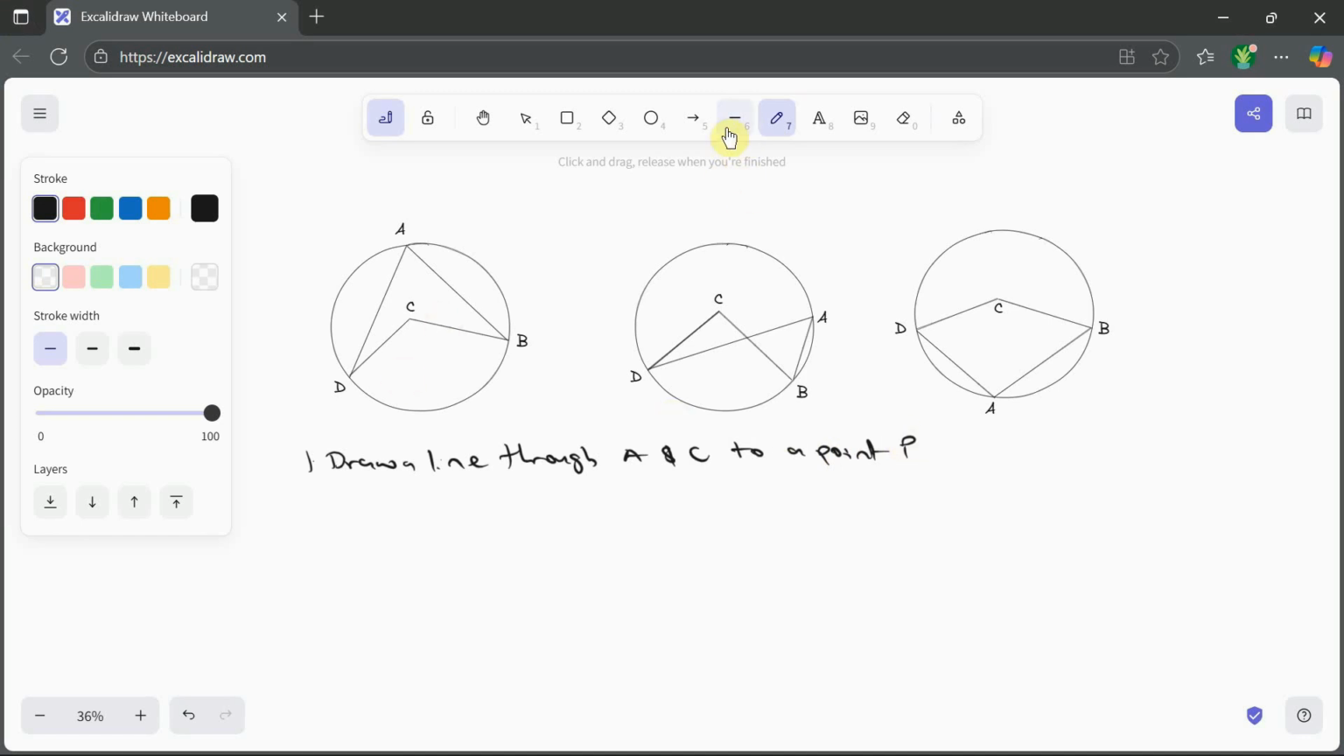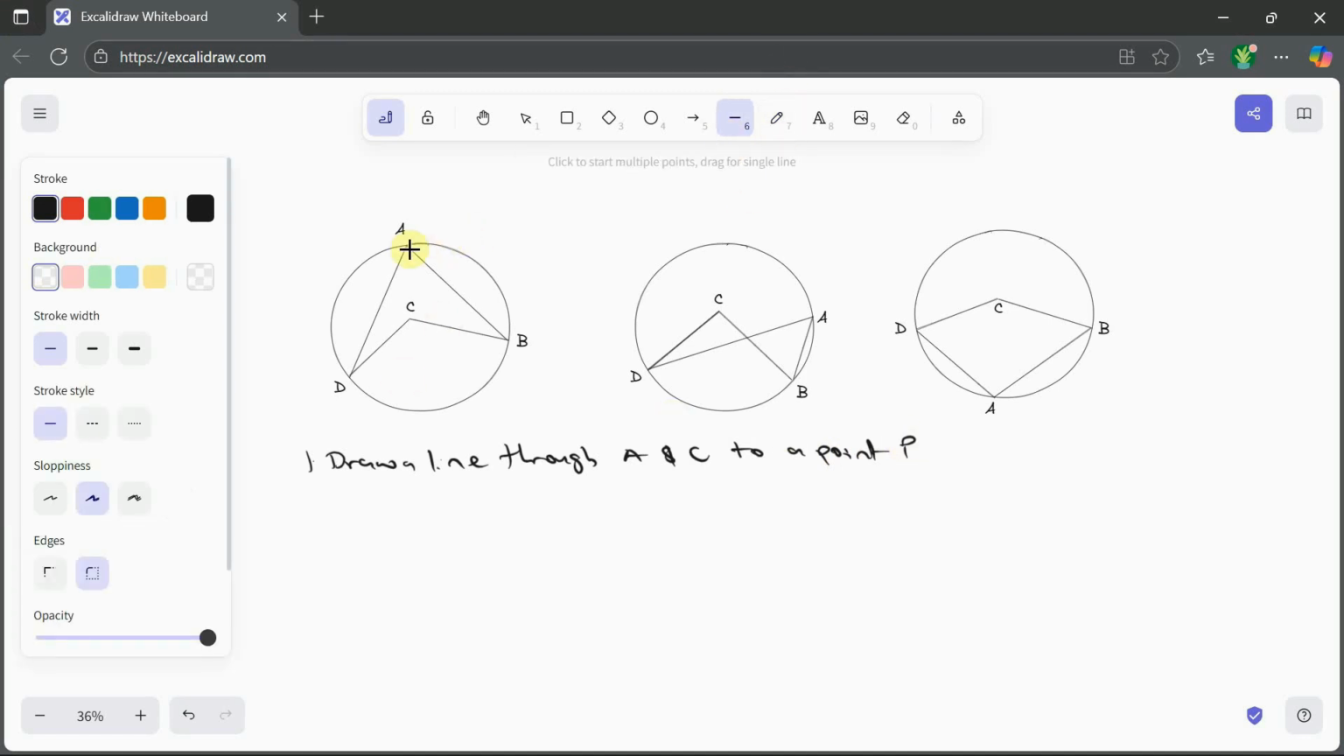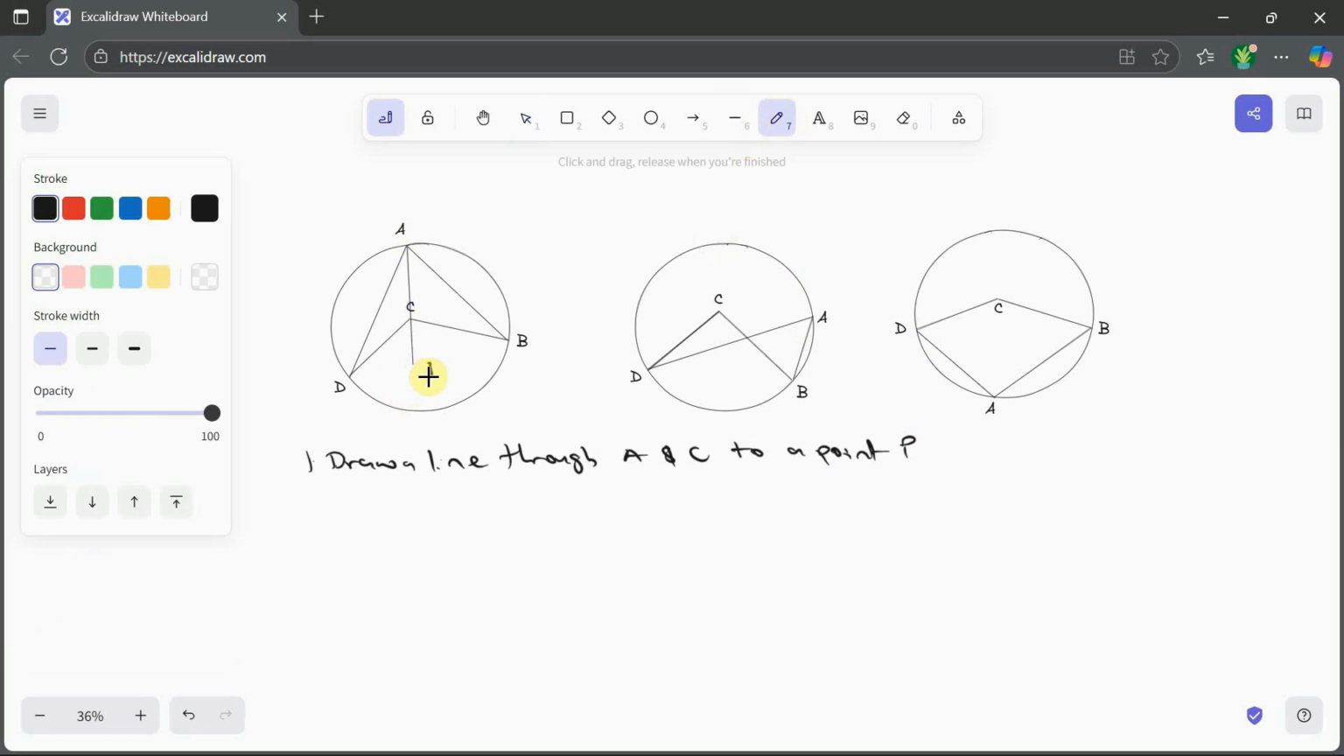So let's draw the line here. These proofs are very important because it could be asked in the WAEC question in your theory. Right, so I'll just draw a line here up to the point. So this is the point P.